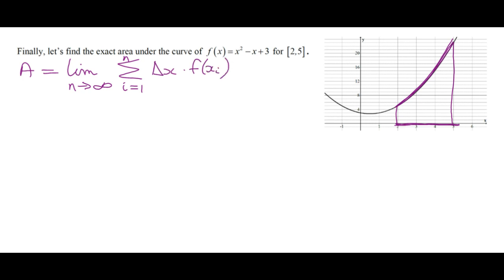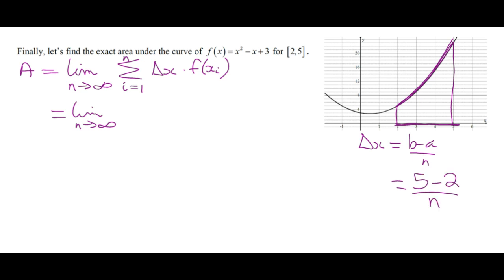Right, so i is going to be 1 and then 2, so we're going to add delta x times f of 1 plus delta x times f of 2, and so on, but infinitely. All right, so let's fill some stuff in. So the limit as n approaches infinity. What's delta x? (b minus a) over n. What's b? 5 minus 2 over n. Okay, so delta x is 3 over n.